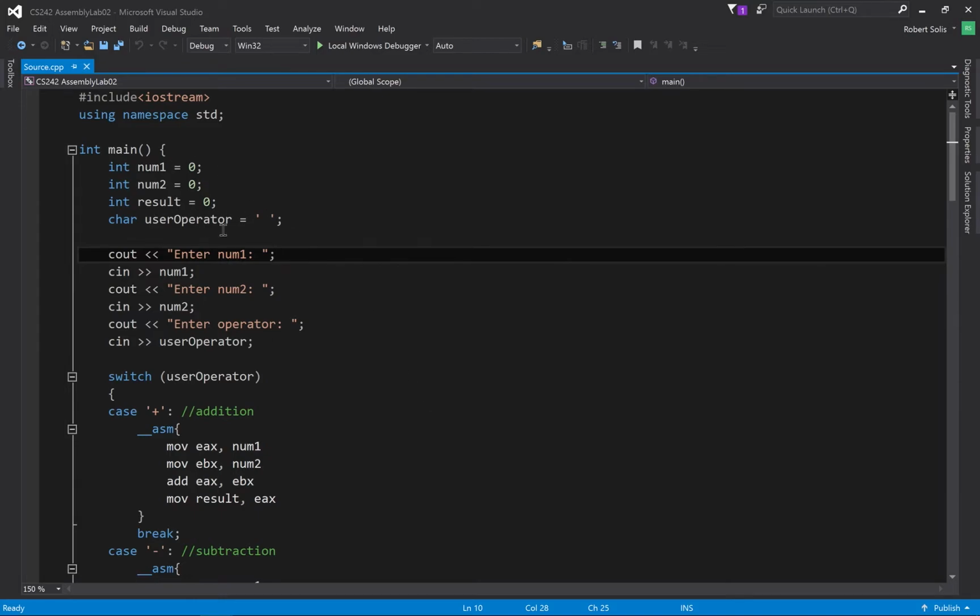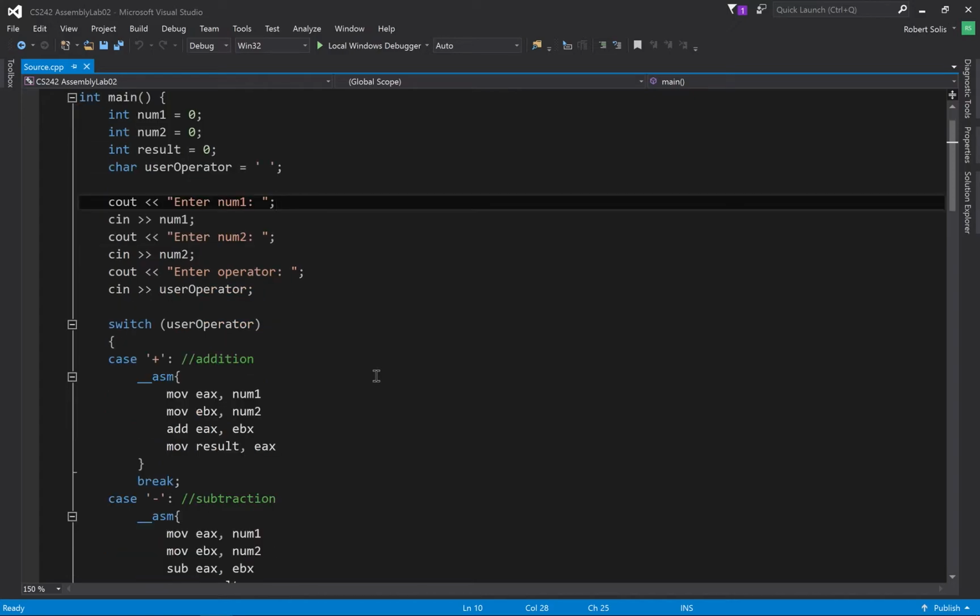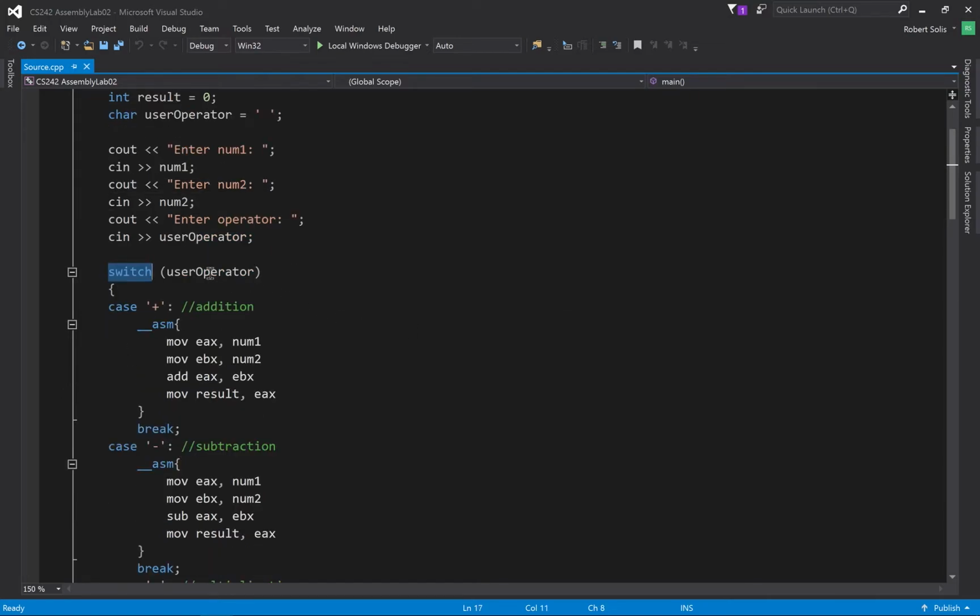So the first thing that I'm going to do is create several variables, num1, num2, and this will be the result. The user operator will be either addition, subtraction, multiplication, and so I'm going to obtain those values via cout and cin statements. And then as you can see over here, I have a switch statement that is going to obtain what the user entered. So if the user entered a plus symbol like this, obviously they mean addition.